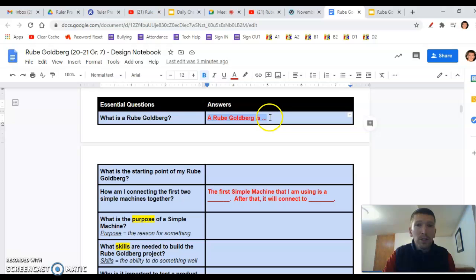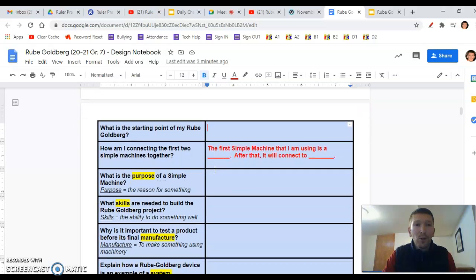What is a Rube Goldberg? A Rube Goldberg is what? What was the starting point of your Rube Goldberg? Third question, how are you connecting the first two simple machines together? And so the first machine that you used was this, and then afterwards, what did you connect it to?